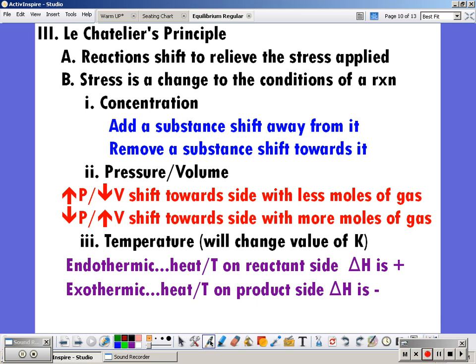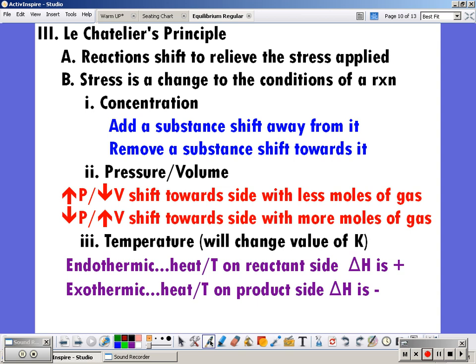If you remove a substance, then you're going to shift towards the side that it's on. Now, pressure and volume are inversely related based on Boyle's law. So if you increase pressure or decrease volume, you're going to shift to the side with less moles of gas. So you're only worried about gases when you talk about pressure and volume. If you decrease pressure, then you're increasing volume. So you're going to shift to the side with more moles of gas.